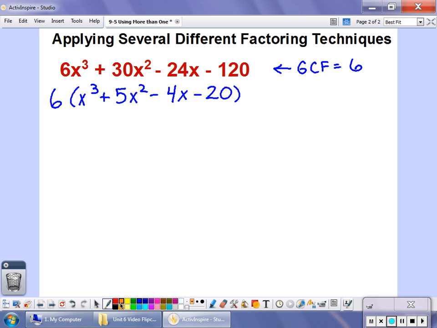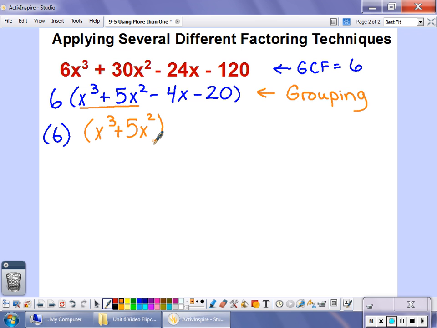And when I do that, I notice now that I'm left with 4 terms, I can use grouping. So I'm going to take these 4 terms, and I'm going to put them together into 2 groups. Now, I have my original GCF still. I don't want to forget that. But I'm going to take this, and I'm going to break it down. I'm going to group these 2 together, x cubed plus 5x squared. And I'm also going to group these together, my negative 4x minus 20.